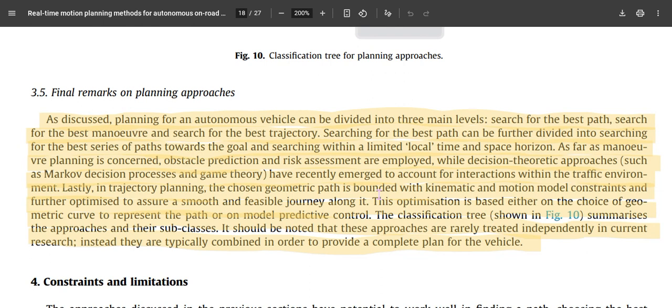As far as maneuver planning is concerned, obstacles and risk assessments are employed, while decision theoretic approaches such as Markov decision have recently emerged to account for interactions with the traffic environment. Lastly, in trajectory planning, the chosen geometric path is bounded with kinetic and motion model constraints and further optimized to assure a smooth and feasible journey along it. Optimization is based either on the choice of geometric curve to represent the path or on model predictive control. The classification tree, as I said, in figure 10 summarizes the approaches. So those are the things given in this small paragraph, which is a summary of the whole paper.